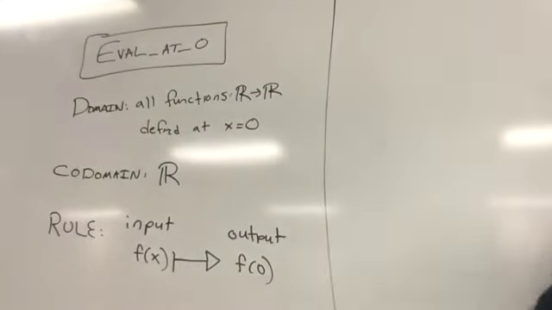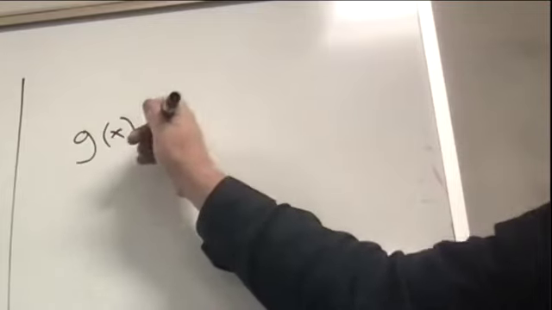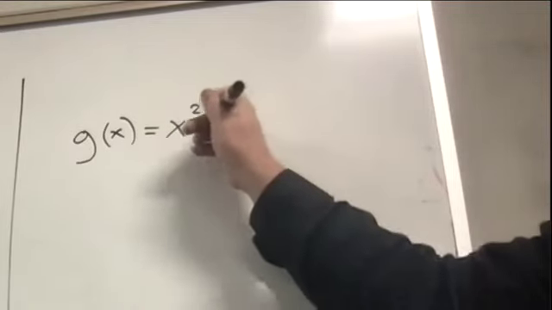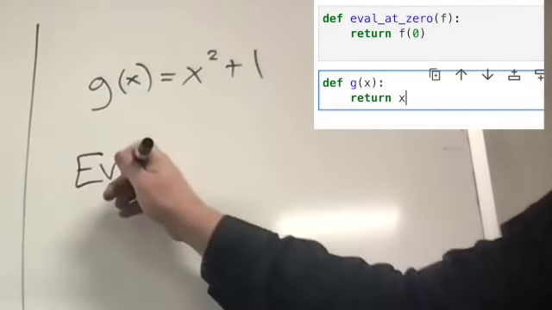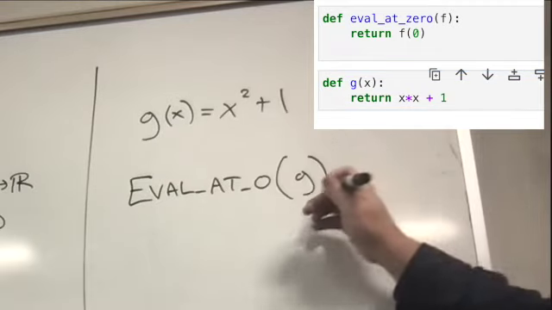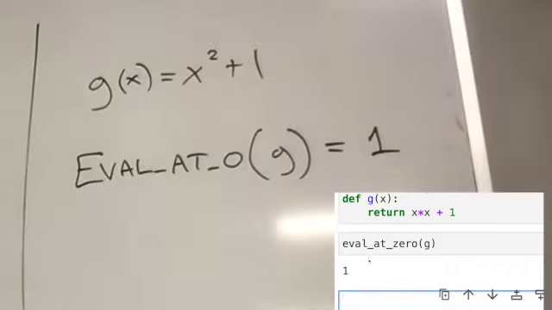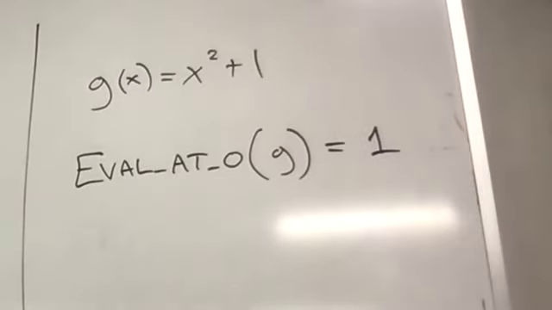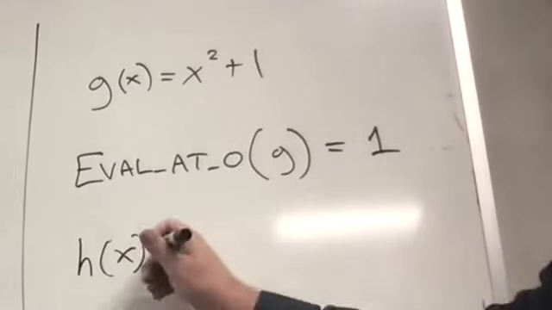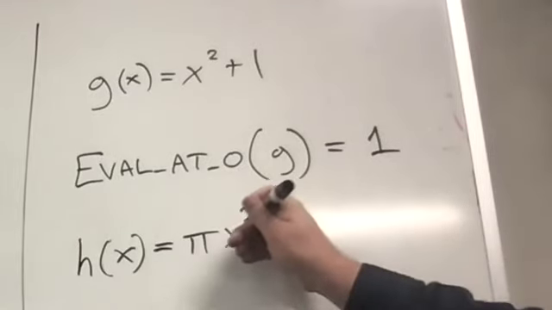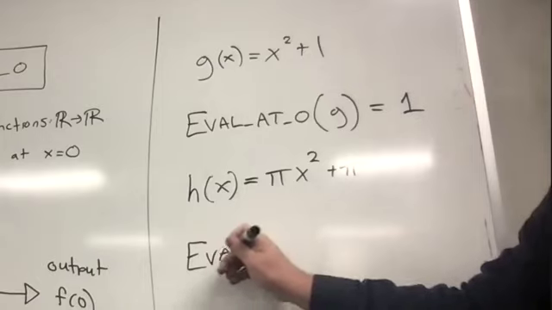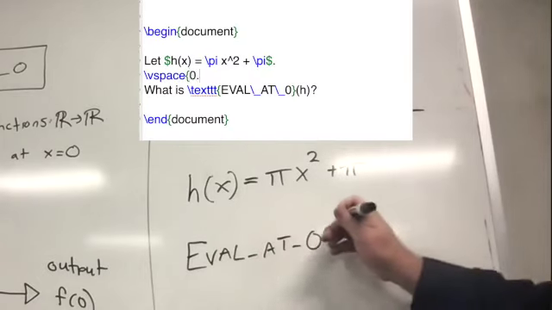So I can envision that I have something like g of x equals x squared plus 1. What would eval at 0 of g be? What do you get when you plug in 0 for x? 1? I need to think of something. I was going to do e to the x, but it would also be 1 at 0. So let's look at h of x equals x squared plus pi. What would eval at 0 of h be?